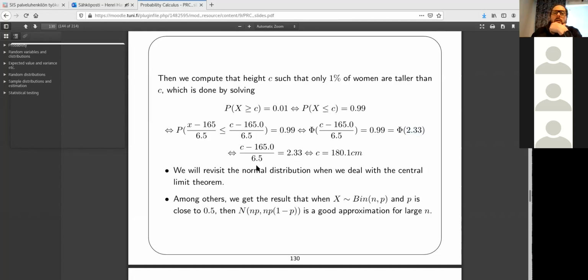Then you can go back. Look, the normalized variable is x minus 165 divided by 6.5. So in order to get the actual value c, you solve (c minus 165) over 6.5 equals 2.33 for c. So you get 180.1 centimeters. So to be in the top 1% of tallest women, you'd have to be above 180.1 centimeters.